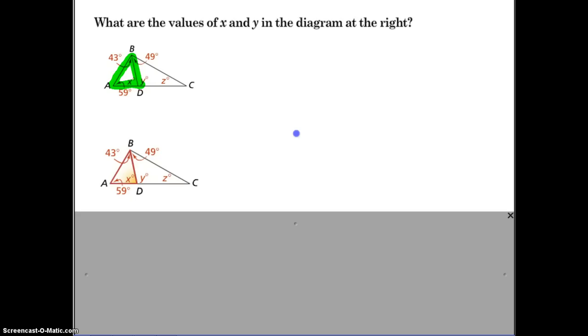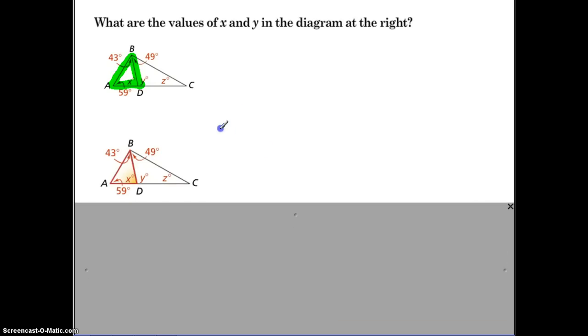And what we're told is this lovely picture here. We're given some angle measures, and we're asked to find the values of x and y in our diagram. So where do I start? I need to start with the triangle where I know at least two angles. So you see here, if I use this triangle ABD, I know angle A and I know angle B. So that's going to be the triangle I start with.